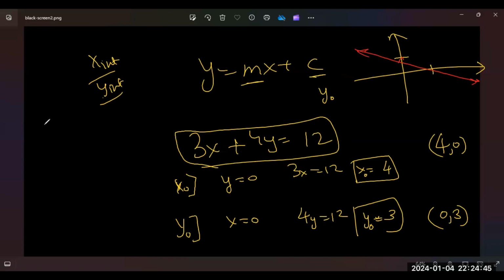Try it out for the other one. Let's say 7x minus 10y equals 140. Please draw in your own books a rough line. Plot this: 7x minus 10y equals 140.